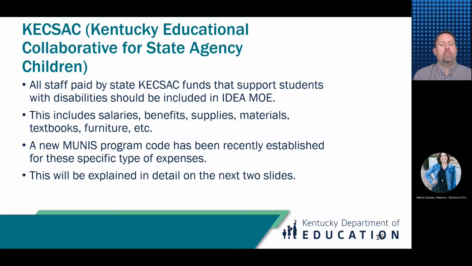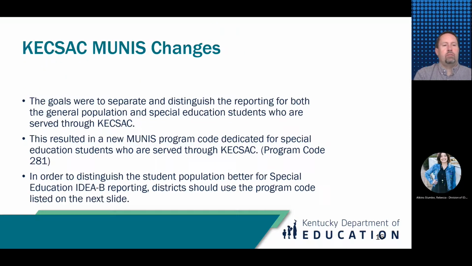That would include salaries, benefits, supplies, materials, textbooks, furniture, etc. And we have established recently a new Munis program code for this, and I'm going to explain that in detail. So around these KECSAC charges, a new Munis program code dedicated for special ed students who are served through KECSAC was program code 281. So for your special ed expenditures, 200 through 240 is generally the program codes you're going to use. And you also have this program code 281 for these KECSAC related expenditures.